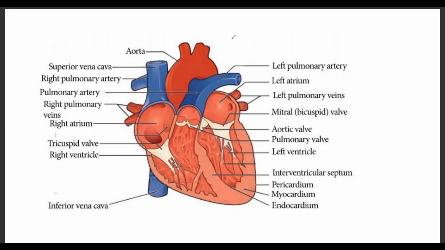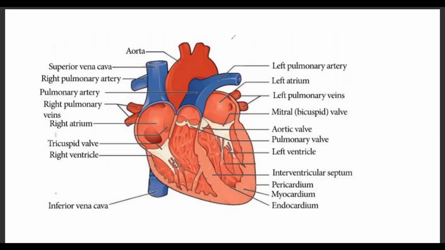Ventricles, they have to pump blood to the whole body, right? But atria, they have to pump blood only to the ventricles. Therefore, the walls of the ventricles are much thicker than the walls of atria. And the next thing is, the left ventricle has to pump blood to the aorta, right? Which pumps blood throughout the body. But the right ventricle has to pump blood only to the lungs. Therefore, because of that reason, the wall of the left ventricle is much thicker than the right ventricle.